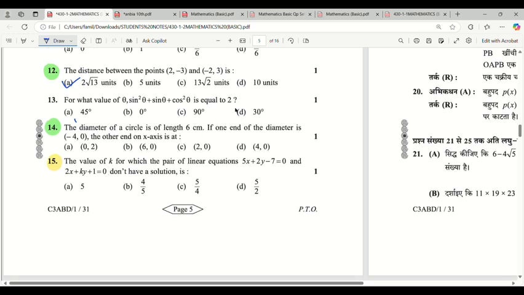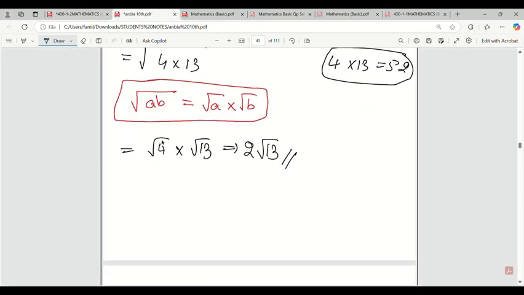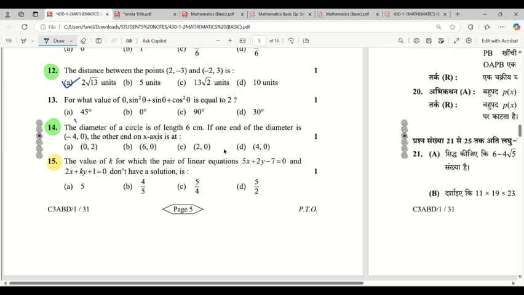Now moving to the next. The diameter of the circle is of the length 6 centimeters. If one end of the diameter is given, what will be the other end on the x-axis? The diameter is 6, right? The diameter of length 6 means, circle, 1 point here, 1 point here. Just think, this is the diameter. Now the line which is passing is the diameter. So what is basically this line? It's a distance, right?